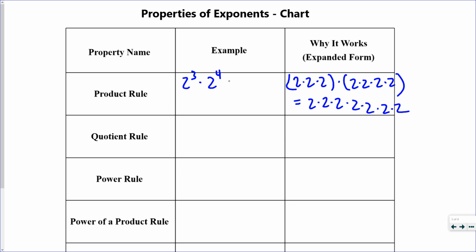And so what we have is 2 to the 7th. We have 3 2's multiplied together, 4 2's multiplied together. That gives us 7 2's multiplied all together. As a general rule, we can write it as a to the m times a to the n equals a to the m plus n. The big idea is that if you have two like numbers that have exponents and they are multiplied together, then the exponents get added. But remember, this only happens if the bases are the same.